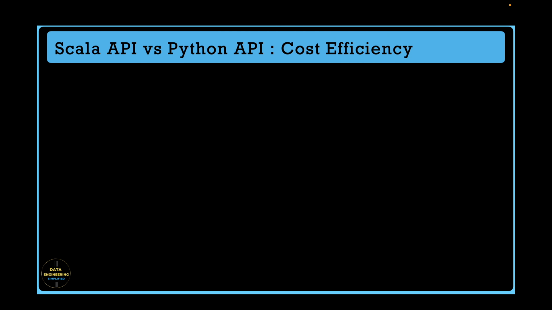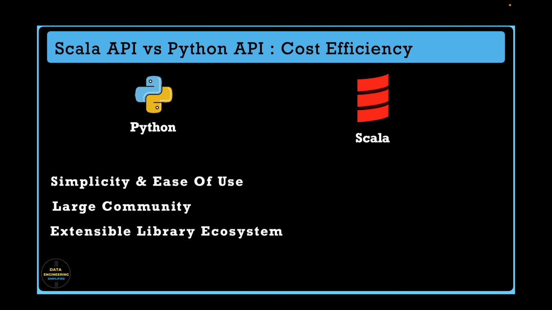Let's talk about the cost efficiency attribute. Python is well known for its simplicity and ease of use. It has a large community base, and with its popularity, a lot of development is happening, and it has a large and extensible library ecosystem. So finding a Python developer is much easier compared to any other language.